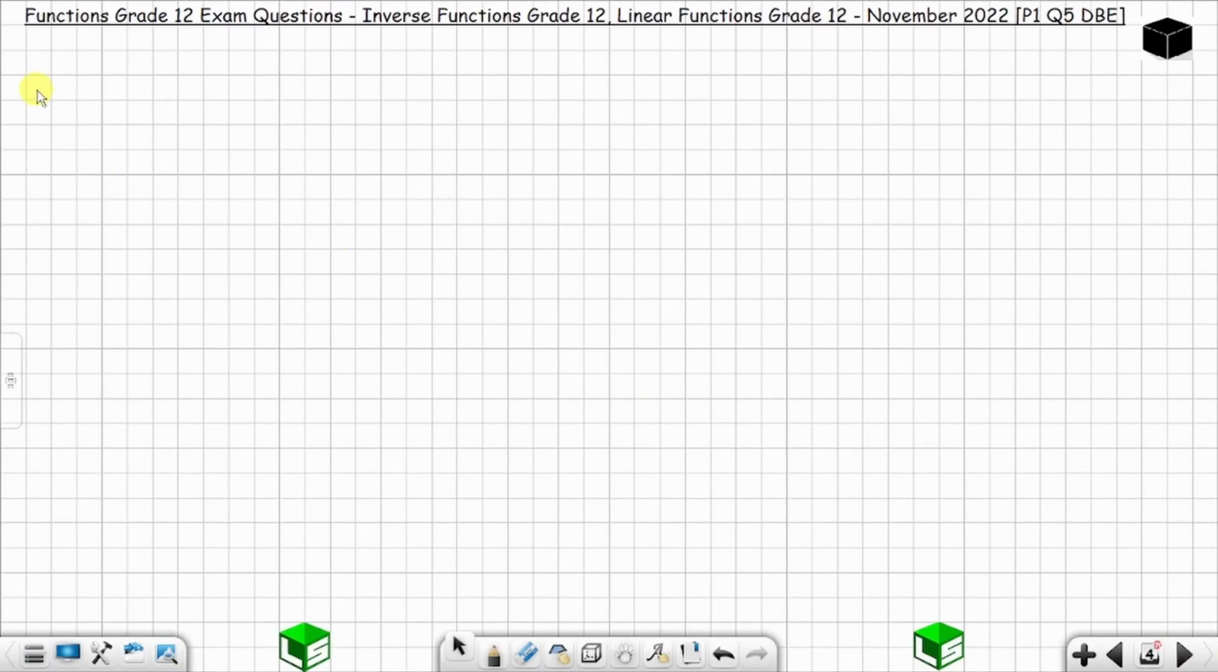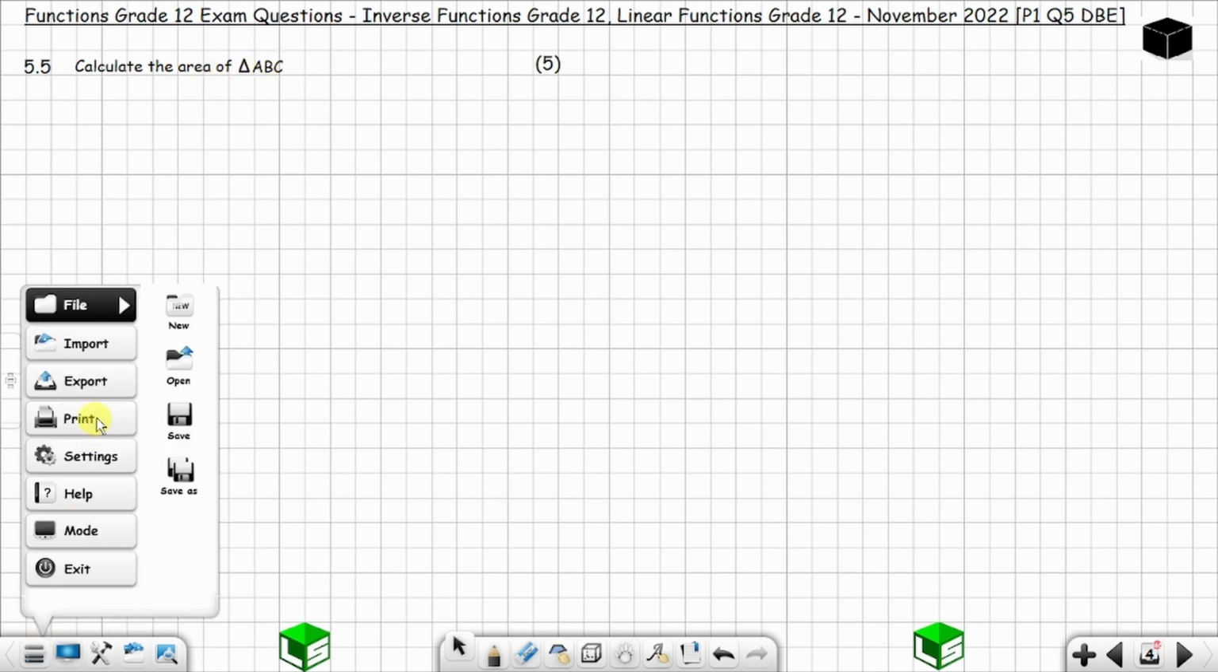Okay, question 5.5. The question is: calculate the area of triangle ABC. The question is 5 marks. Let me get the question.